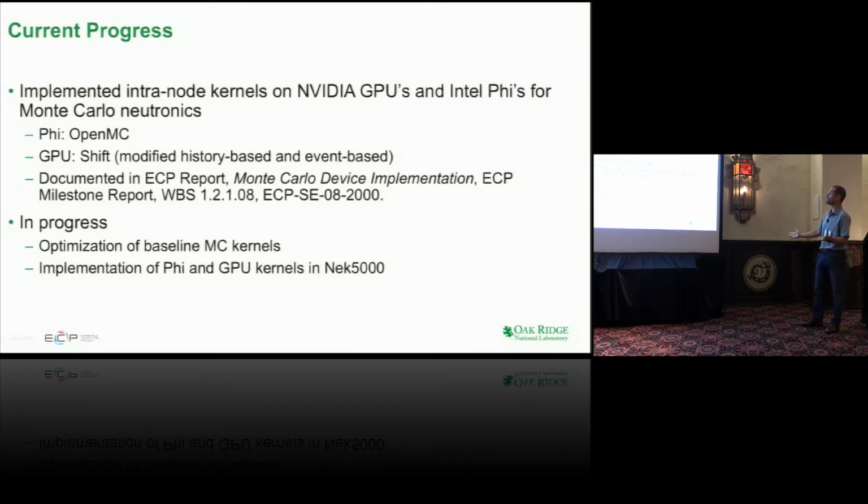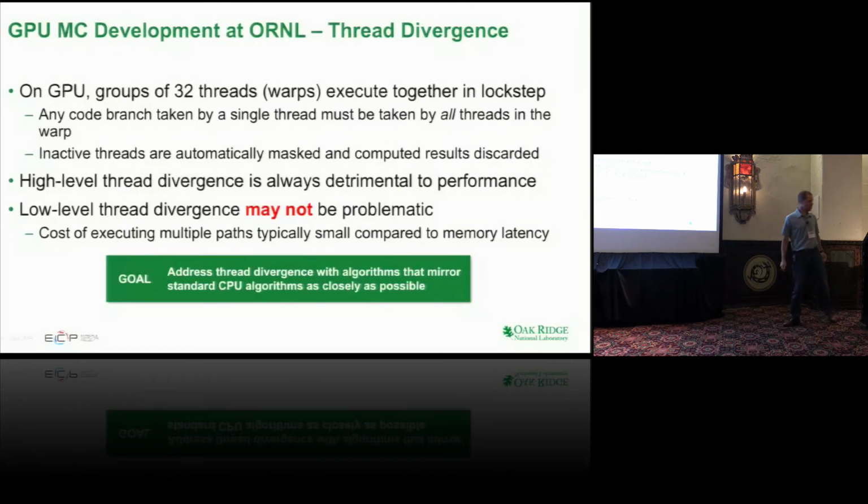But first, current progress. We've actually implemented these on-node kernels on both NVIDIA GPUs and on Intel FEs for the Monte Carlo neutronics. We've got early results, and these are not necessarily optimized yet. The first thing is, can we actually get these things on the devices? Can we start looking at the performance and optimizing them? I'm going to talk a little more about the GPU performance because we're a little bit ahead there.